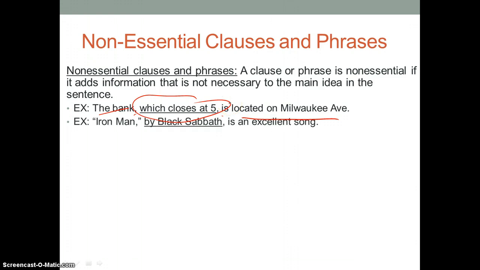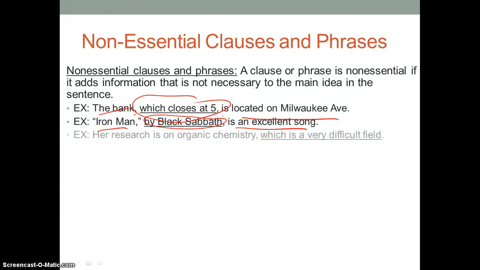Similarly, Iron Man, by Black Sabbath, is an excellent song. By Black Sabbath is an interrupter that adds interesting and maybe relevant information, but Iron Man is an excellent song is the main point of the sentence, and this is simply a non-essential interrupter, so again we use commas. Her research, which is a very difficult field, is on organic chemistry. Her research is on organic chemistry is the main point of the sentence, which is a very difficult field is a non-essential interrupter, so again we use commas to offset the non-essential clause.